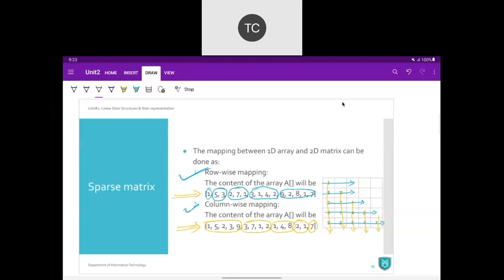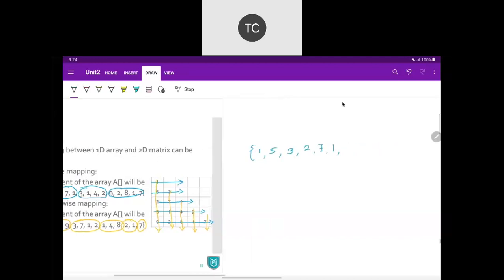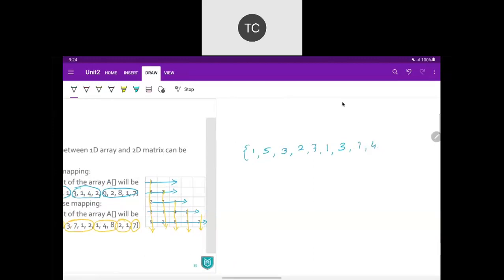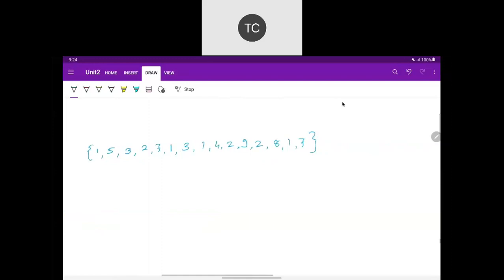Now then comes a question. Okay, let's say lower triangular matrix is there, we know that, and we have also decided I'm going for row wise mapping. So if I have decided I am going for a row wise mapping, then the resulting array in my program or in memory will be this one: 1, 5, 3, 2, 7, 1, then 3, 1, 4, 2, 9, 2, 8, 1, 7. So finally you have this data in your program.